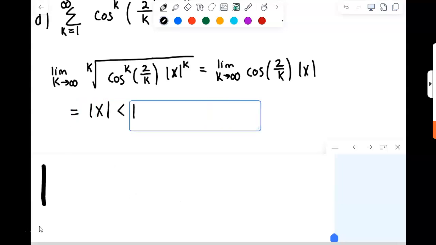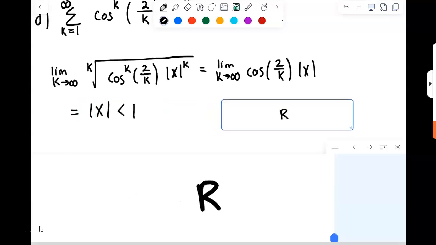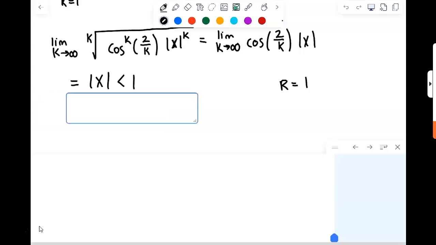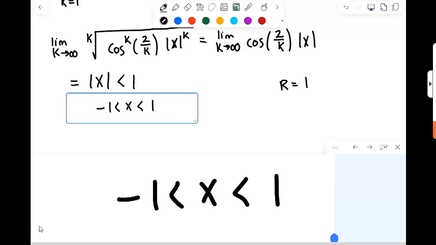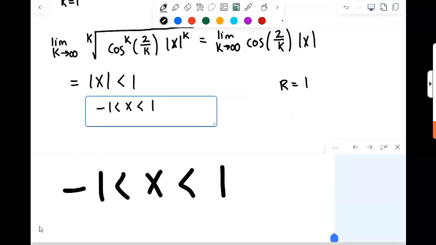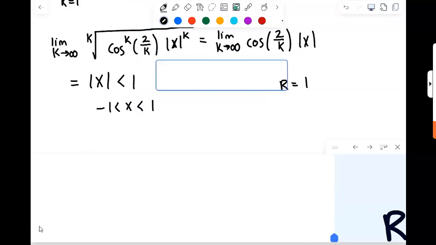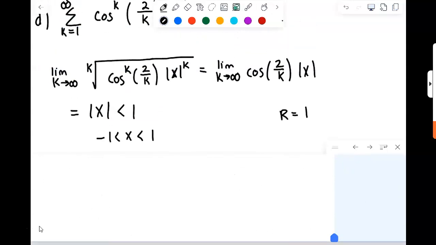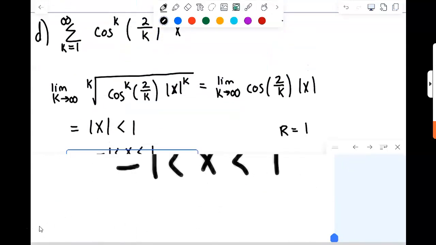Okay? And so that means our radius of convergence is 1. And so at this point, we're dealing with the interval that x has to be between 1 and negative 1. So what we don't know is whether or not we get to include the endpoints of 1 or negative 1, whether we include one of them or both of them or neither of them. So what we have to do for that is look at the convergence of this series when x is 1.